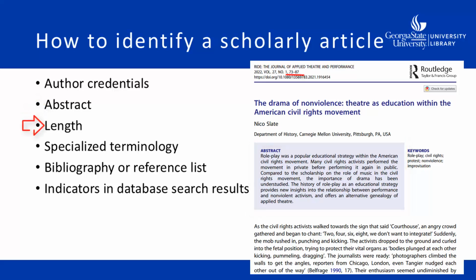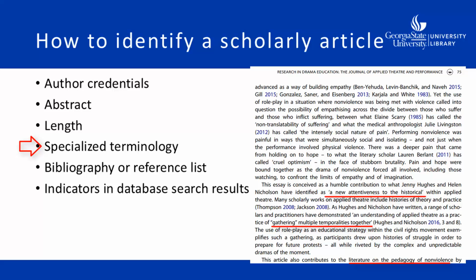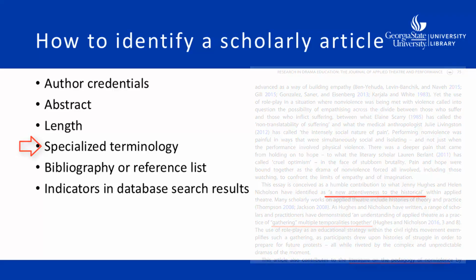This gives you a quick overview before you dive into the full text. Length. Scholarly articles tend to be more in-depth and therefore longer than popular articles. While popular pieces might just be a few pages, scholarly articles can often be 10 pages or longer. Specialized language. You'll likely encounter specialized vocabulary and terminology related to the subject matter, indicating the author's expertise.